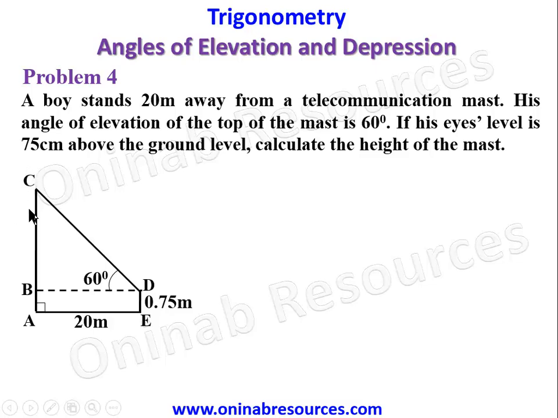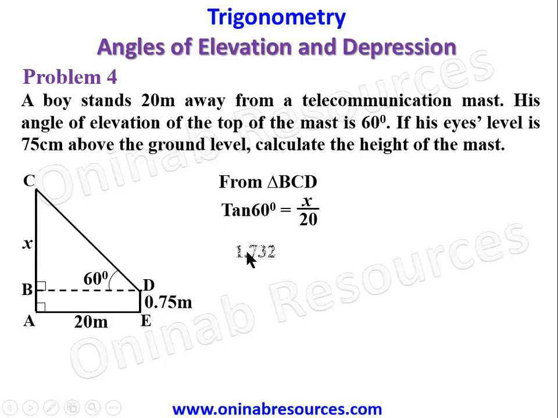The height of the mast is AC, and since we have already gotten AB, we need to calculate BC, so we call it X. From triangle BCD, we know that BD is 20 meters, so the ratio here again is tangent, opposite over adjacent. So we have tan 60 degrees is equal to opposite X over 20.